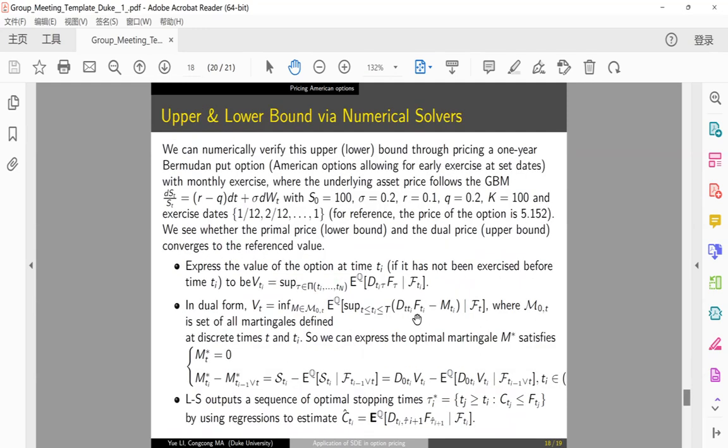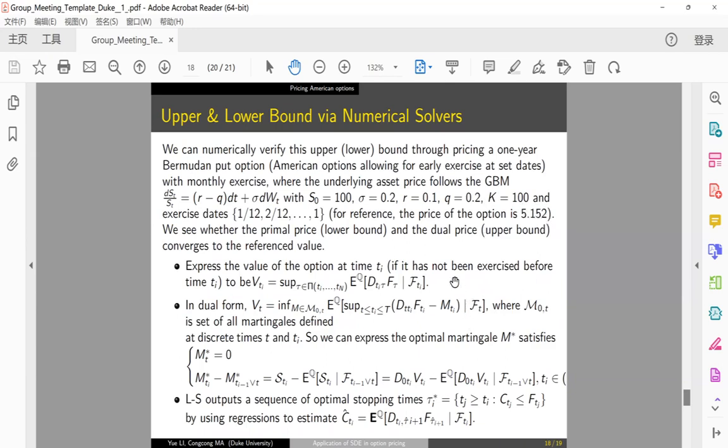So to solve it by numerical solvers and verify this, we use this case to price a one-year Bermudan put option, which is a special case of the American put option that allows for early exercise at set dates. So we use monthly exercise, and the underlying asset follows geometric Brownian motion. And we want to show that the primal price, or the lower bound, and the dual price, or the upper bound, converge to the reference value. The reference value here is given by 5.15.